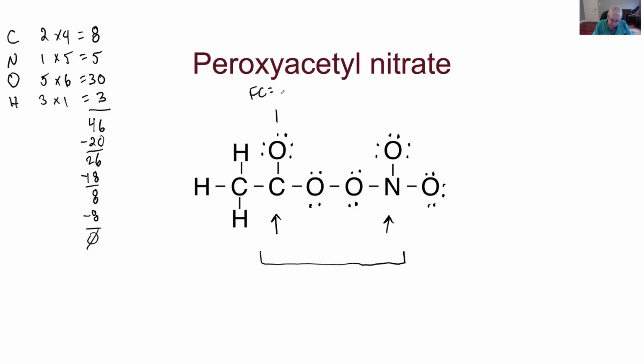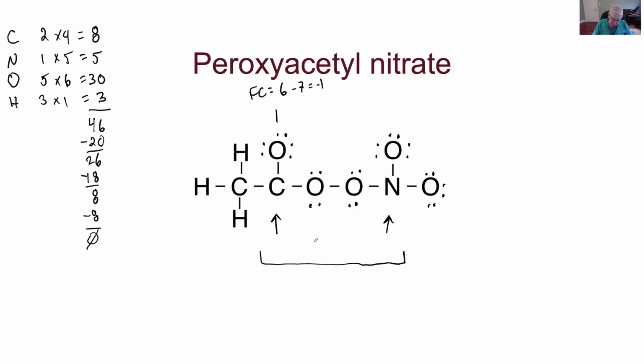oxygen as an atom has 6 valence electrons, right? In this structure, my oxygen has 6 dots and it's got a bond, so it's got 7 electrons that I assign to it there. So it's got a formal charge of -1.